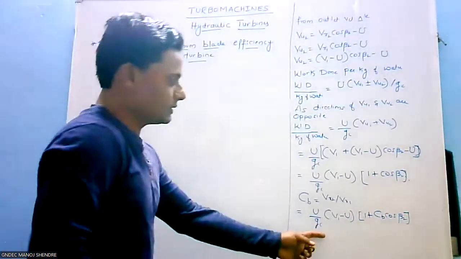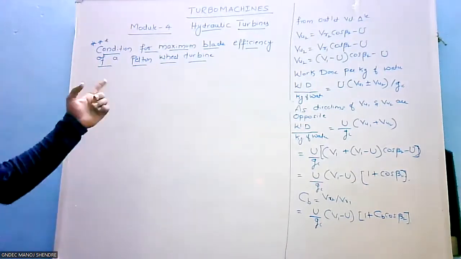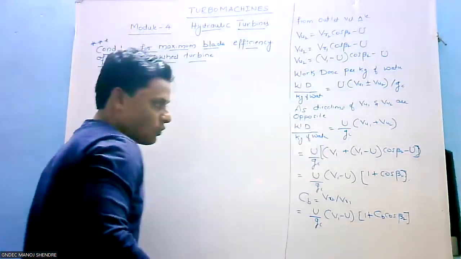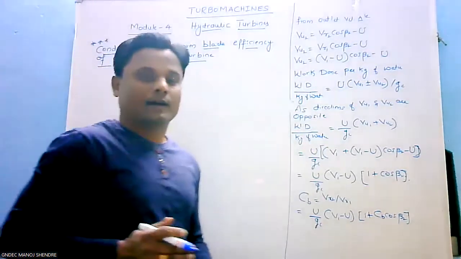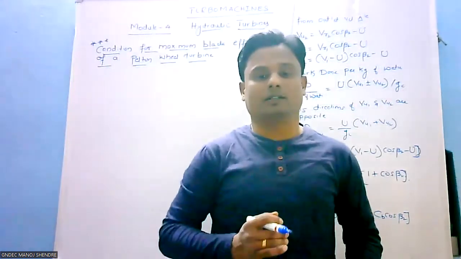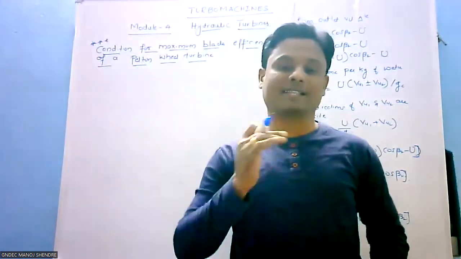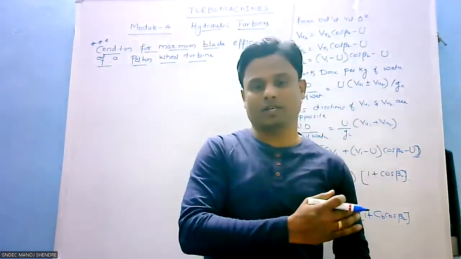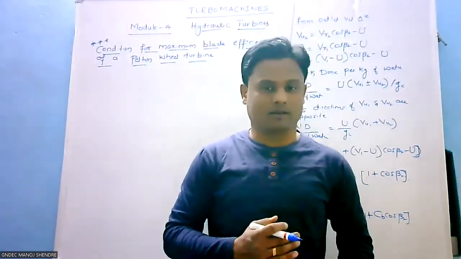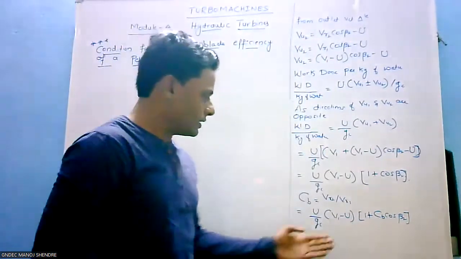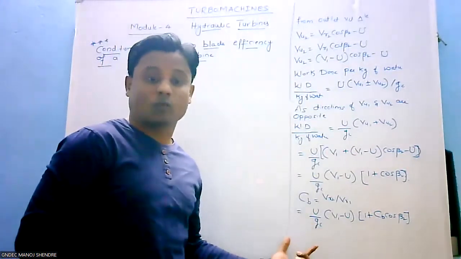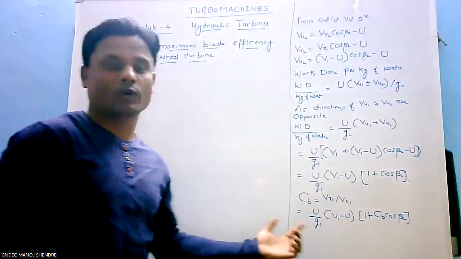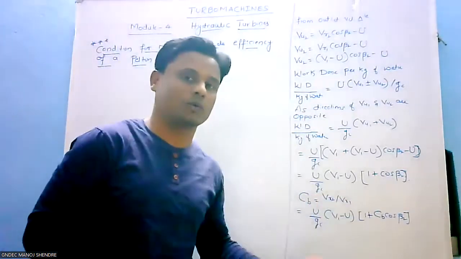I'll continue the derivation here. Now, this is the work done per kg of water. If we want to derive the equation for maximum blade efficiency, we should get both the outlet energy and the inlet energy supplied. The work obtained at the outlet is given by this equation, the work done per kg of water. This is the outlet part.